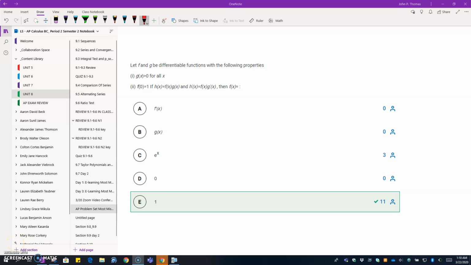Alright, the second most missed problem from our last problem set was actually an older question. So this says, let f and g be differentiable functions with the following properties: g of x is greater than 0 for all x, and f of 0 equals 1. If h of x equals f of x times g of x, and h prime of x equals f of x times g prime of x, then f of x equals, and they want to know what it equals.